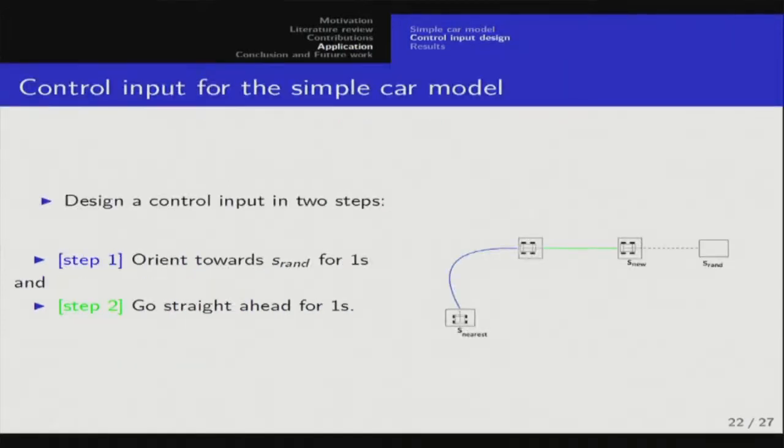We designed a control, and we said that at one point, when we need to integrate the model from the nearest state in the tree to the randomly chosen box, we want the robot to orient towards this goal. Let's say that this is the goal, for 1 second, and afterwards we want to go ahead for another second. And when it stops, this is the S new, the new state which we introduce in the graph of trajectories, and the vertex which we introduce in the tree.